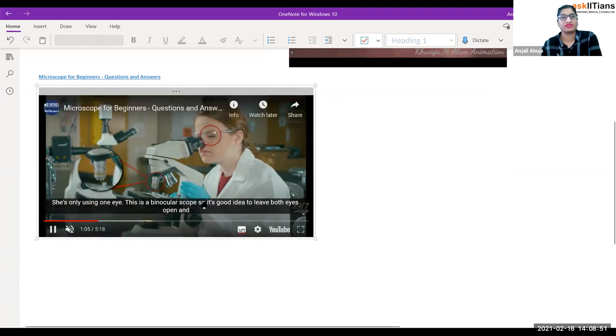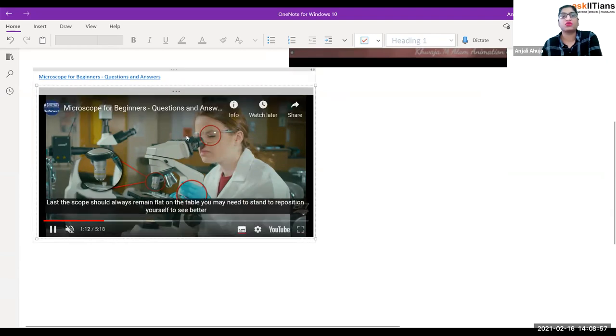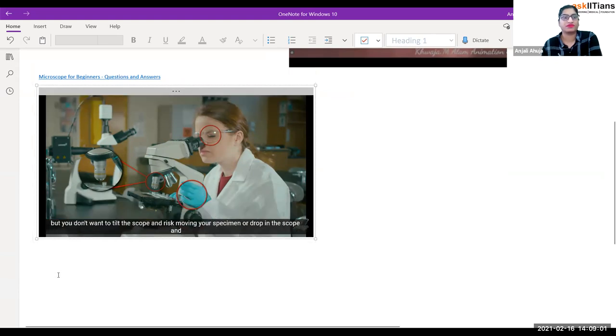She is using only one. This is a binocular scope, so it's giving, actually, two lenses are there, of course, and the ocular lens might be one or even two. That depends upon the type of microscope.